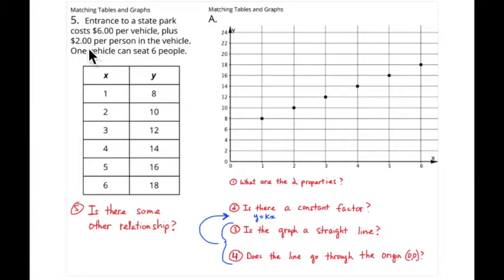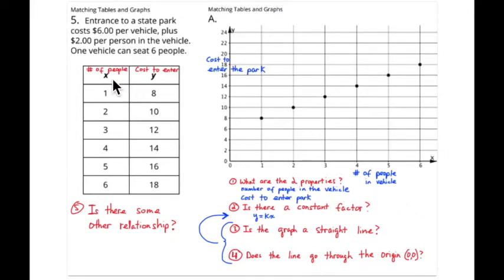And because this is set up as dollars per person, that gives you a pretty good idea that X is going to be the number of people and Y is going to be the cost, because it's going to be Y per X, or cost per person. And so the first question, what are the 2 properties? Well, those 2 properties are the number of people in the car and then the cost to enter the park. If these are the X values, the number of people, label the X-axis number of people in the vehicle. And if these are the Y values, label the Y-axis as the cost to enter the park.